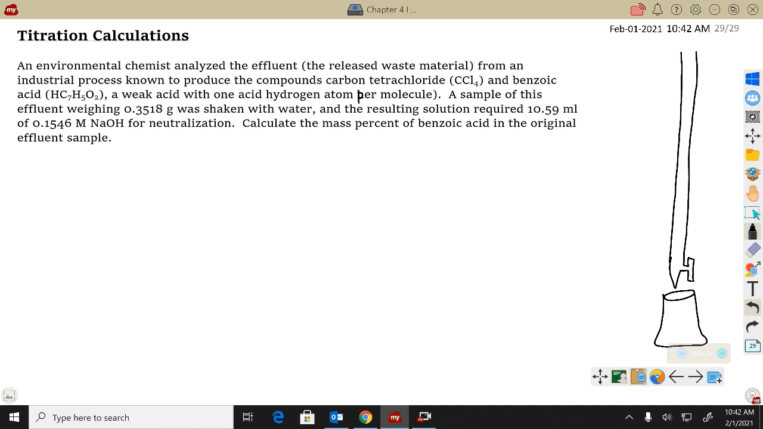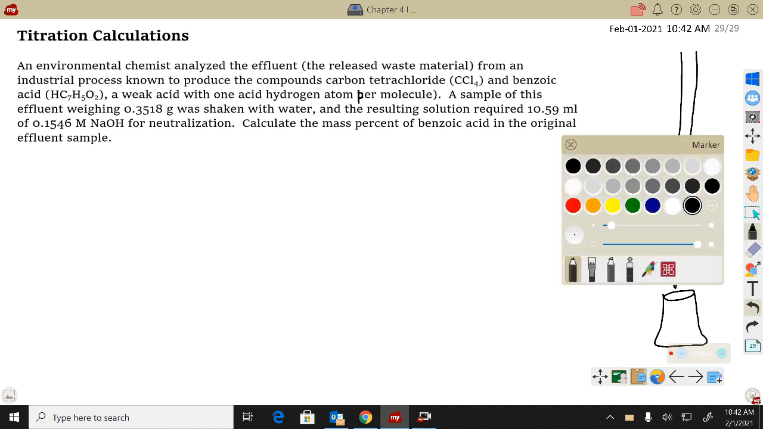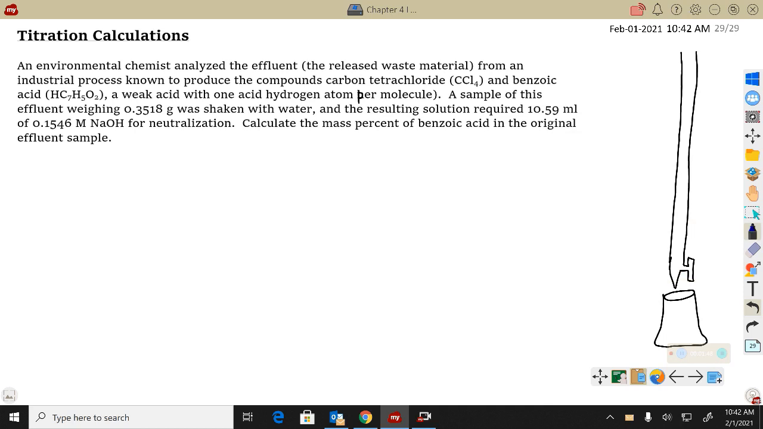Okay, so we've got to have a known solution and an unknown solution. And by known, we mean there's a solution of known concentration. And so if I look at the data, I do see that we know the concentration of the sodium hydroxide solution. It's kind of wacky, but we know it. So it's the sodium hydroxide that's going to go in the burette.